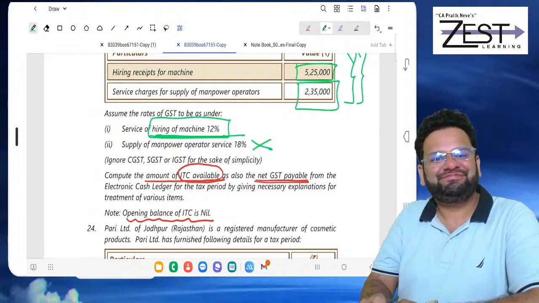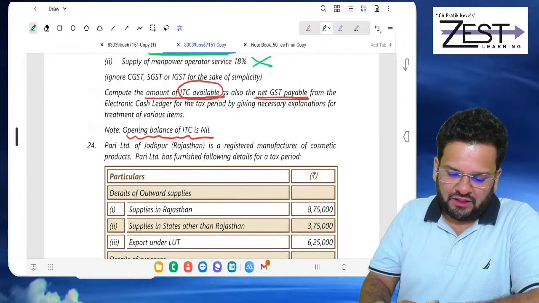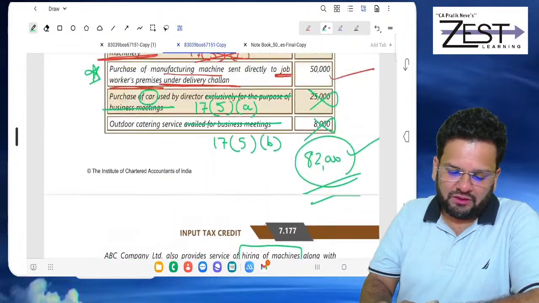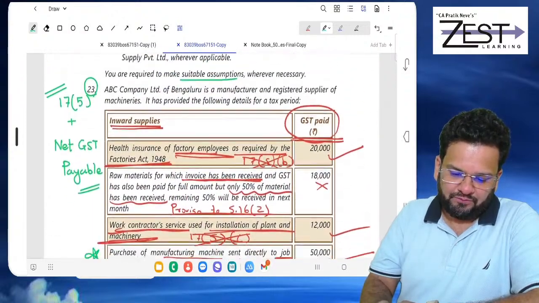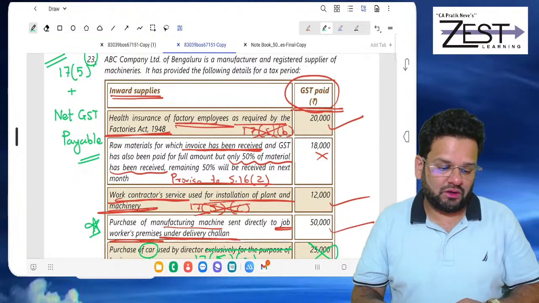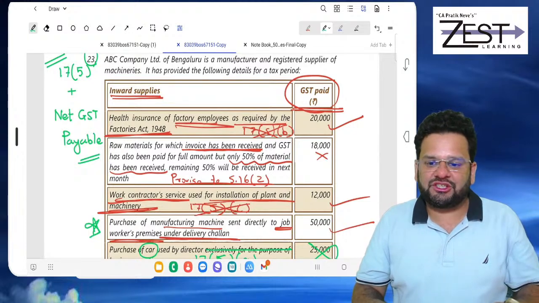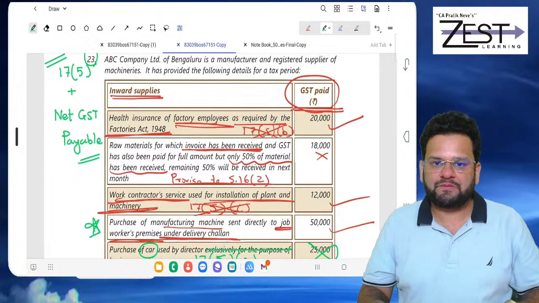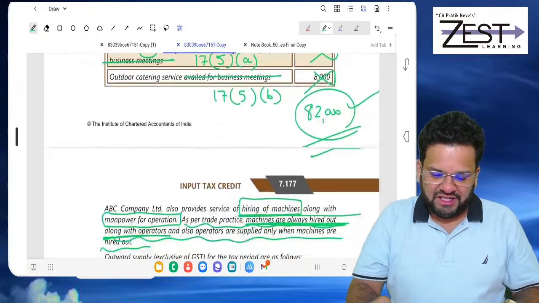Clear? Yes, sir. So we have understood in detail the 23rd question. This also we are going to do as compulsory homework as presentation in our sums notebook. Isn't it? We are dedicated to do that.